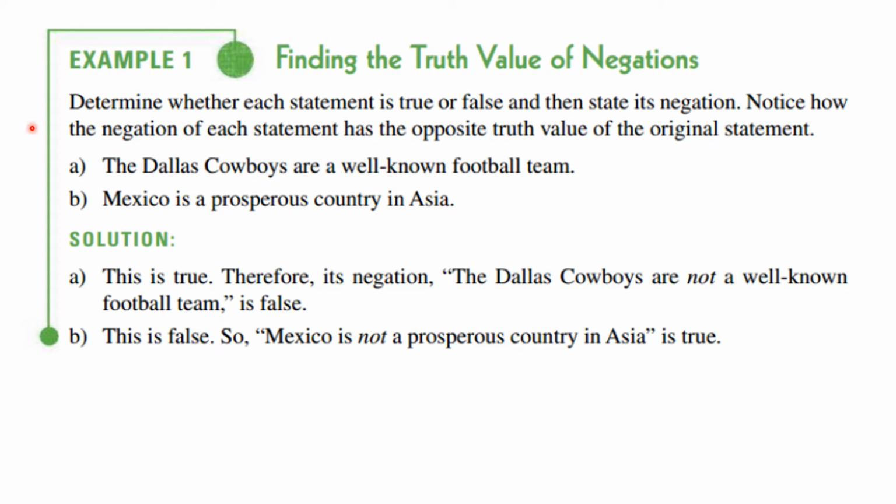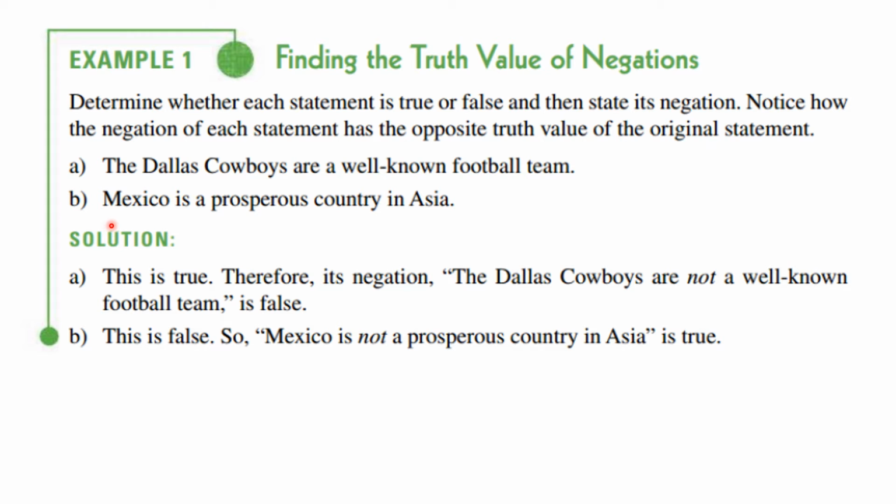Let's apply that to this example where we're finding the truth value of negations. Determine whether each of the statements is true or false, and then state its negation. Notice how the negation of each statement has the opposite truth value of the original statement. Let's start with statement A. The Dallas Cowboys are a well-known football team. That's a true statement, and therefore its negation, the Dallas Cowboys are not a well-known football team, is false.